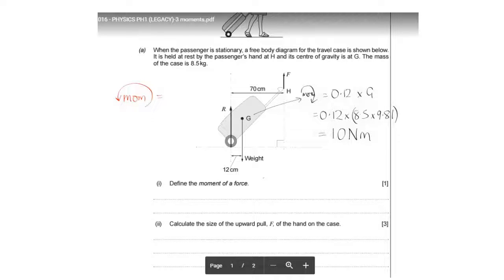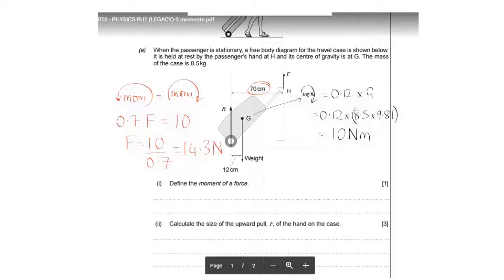And the anti-clockwise moment will be equal to the clockwise moment. So it will be 0.7 metres, this distance here, times F, and that is equal to 10 newton metres. Therefore, F is 10 over 0.7, which is 14.3 newtons to 3 significant figures.